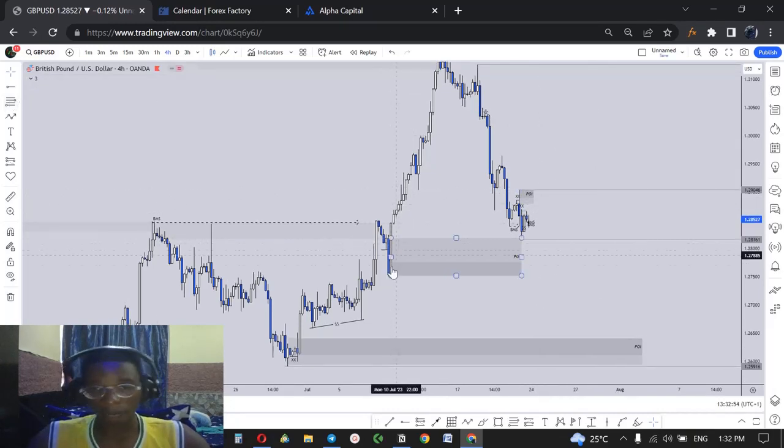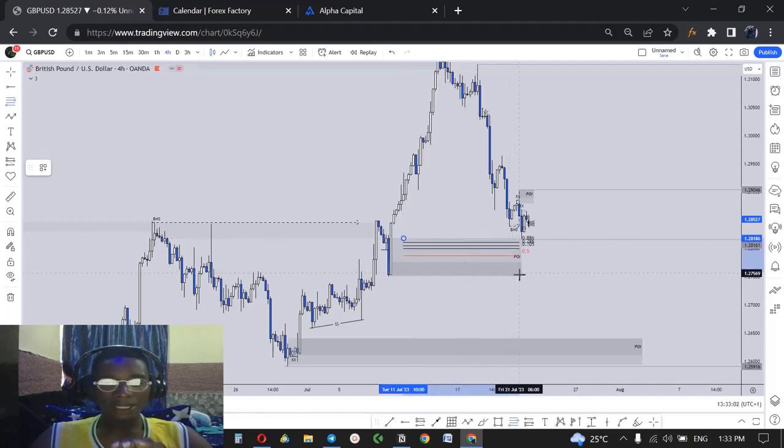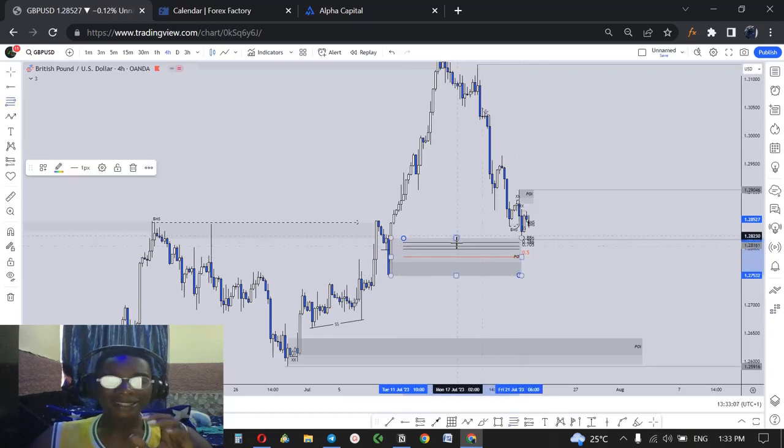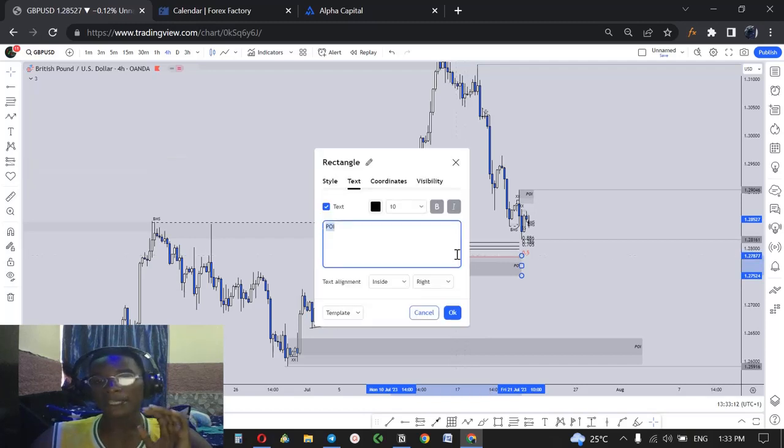So the reason why I am still looking for a kind of short on GBP/USD is because this candle right here, this last candle before the up move, which is known as the demand zone, has not been really mitigated at 50%. So let me do the measurement so that we can see the 50% equilibrium has not yet been mitigated. Can we see this?